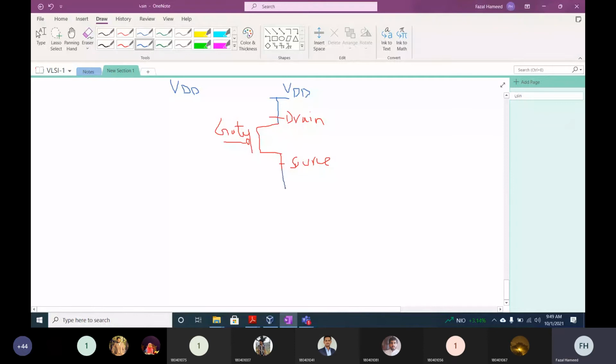And now I'm drawing the second transistor. Now this is your NMOS. This is your gate of NMOS.